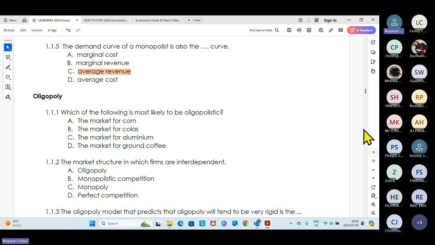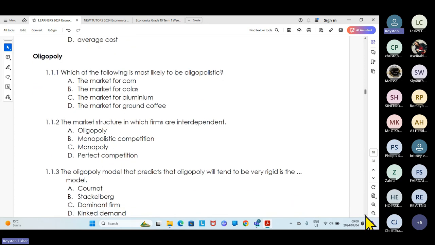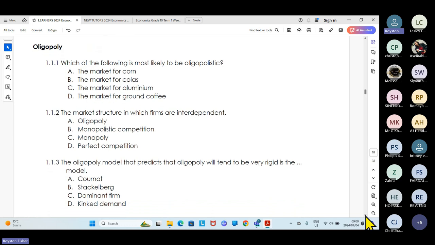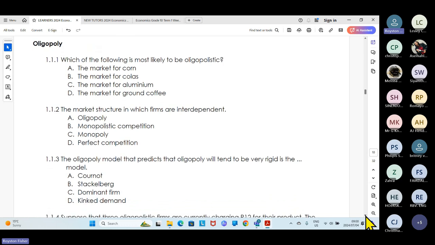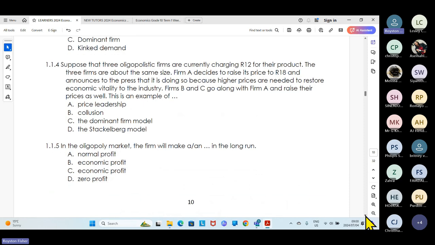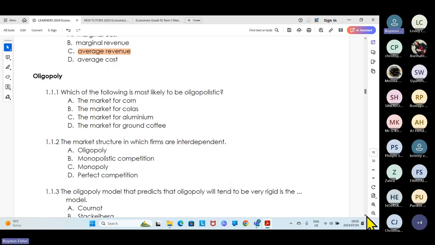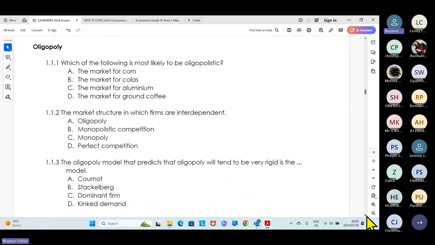Right, moving on to oligopoly. So now we are moving on to a different market structure, which is still part of imperfect competition. So I'm going to give you 5 minutes as well to complete it because I think it's also five questions. So 5 minutes maximum. And can we also have more schools posting their answers so that we can see that you are listening, firstly, and secondly, your interaction as well. So I'm going to give you 5 minutes.